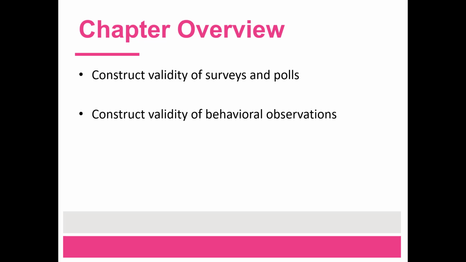So while this chapter is about frequency claims, it also focuses on construct validity. When we look at data for frequency claims, it will have been collected from either surveys and polls or from behavioral observations. Researchers can also make other types of claims from these data, such as association or causal claims. However, the focus of this chapter will be on how researchers use surveys and observations to measure one variable at a time for frequency claims. We'll cover construct validity for both surveys and polls, as well as behavioral observations.